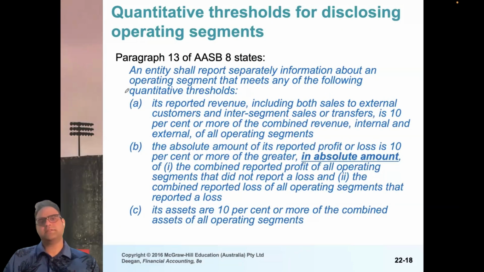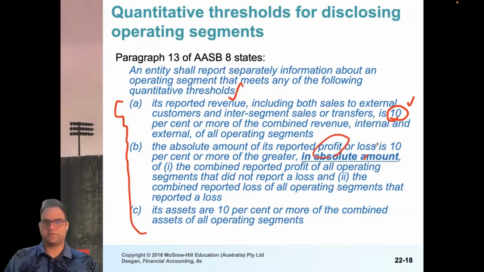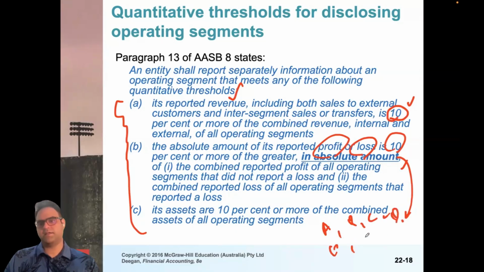So we consider a quantitative method for deciding whether an operating segment is reportable in the financial statement. First of all, if its revenue is 10% or more of the company revenue, or if its profit or loss is 10% of the whole absolute amount. What is meant by the absolute amount? For example, a company has different segments, A, B, C, D. A has a profit of 10, B has a profit of 20, C has a profit of 30, D has a profit of minus 40, meaning a loss.